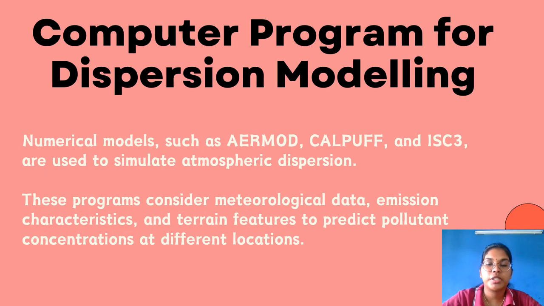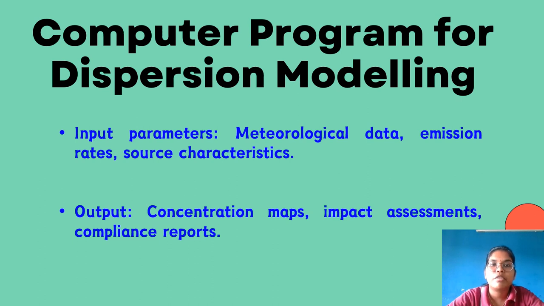Computer program for dispersion modeling. Numerical models such as AERMOD, CALPUFF, and ISC3 are used to simulate atmospheric dispersion. These programs consider meteorological data, emission characteristics, and terrain features to predict pollutant concentration at different locations. The input parameters for computer program dispersion modeling are meteorological data, emission rates, and source characteristics, while the outputs are concentration maps, impact assessments, and compliance reports.